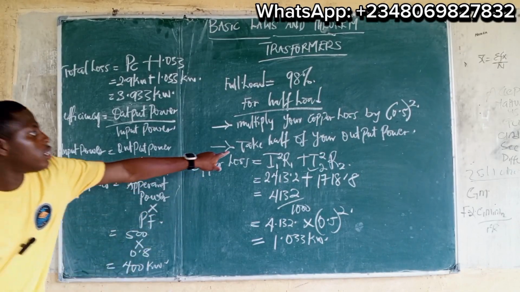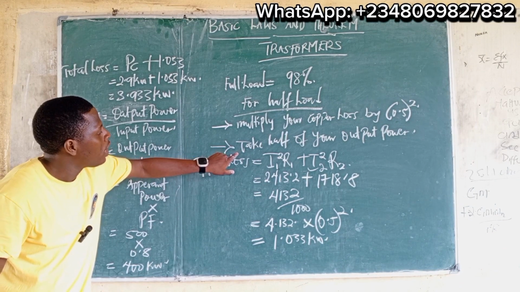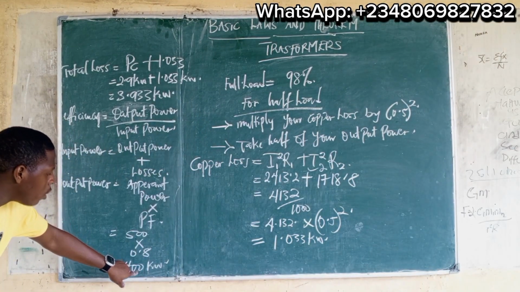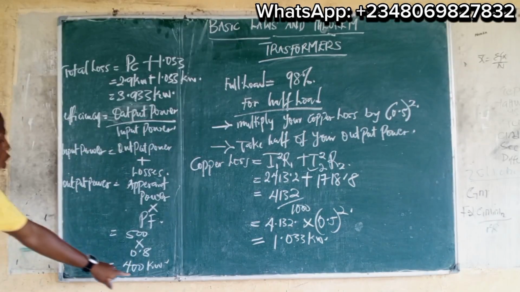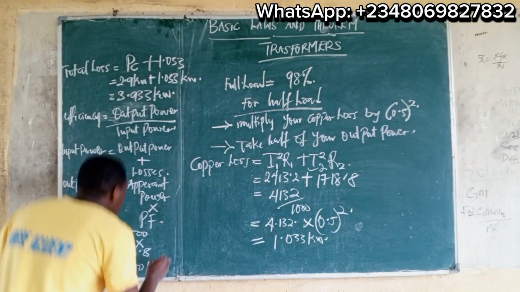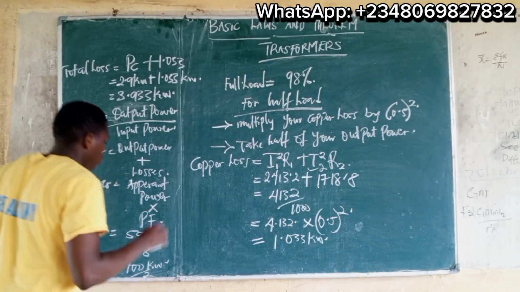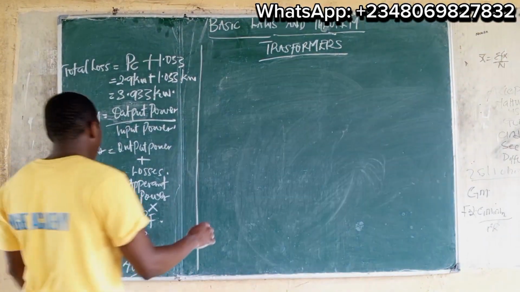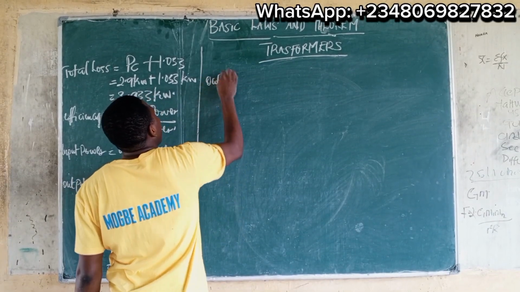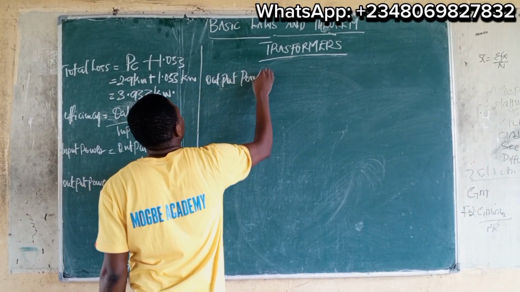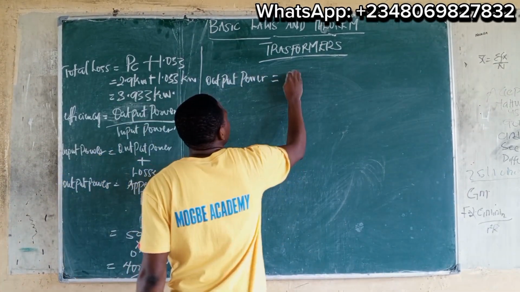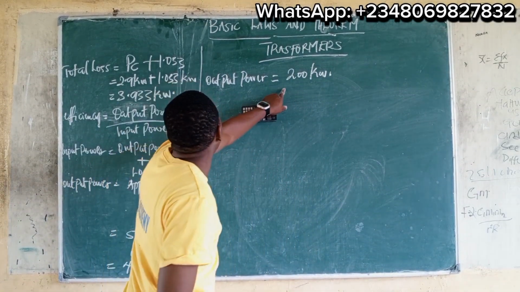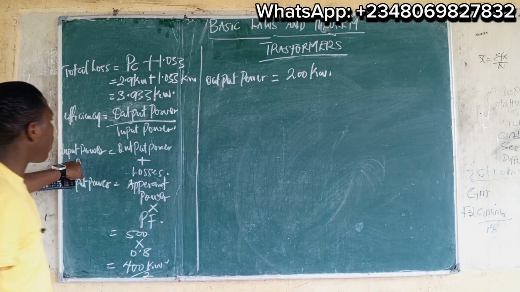But recall they gave us a condition, which was our second condition, and it says take half of your output power. So if you have 400 kilowatts as your output power, what is half of 400? It simply means divide the 400 by 2. If you do this, you will simply arrive at your output power equal to 200 kilowatts.